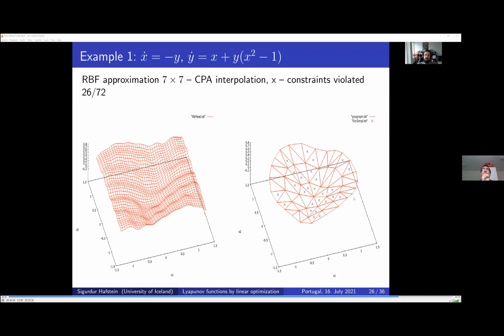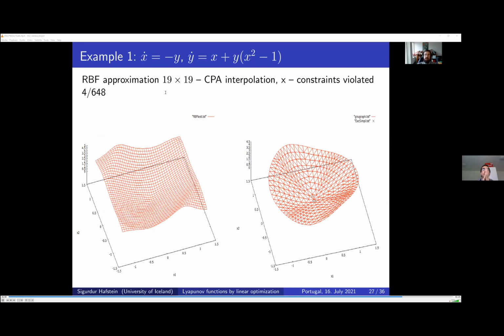Here is the triangulation of the same area. We assign the values of this Lyapunov function candidate to the vertices. Then we verify the constraints. You see we make an X everywhere where they are not fulfilled. So they fail in a lot of areas. But then we use a much finer grid here, 19 times 19, for the RBF method. We get this function here. And we use a CPA interpolation with more triangles. And now you see it succeeds everywhere except very close to the origin. We cannot guarantee that this works close to the origin, but we can guarantee that this works everywhere except in an arbitrarily small neighborhood of the origin.